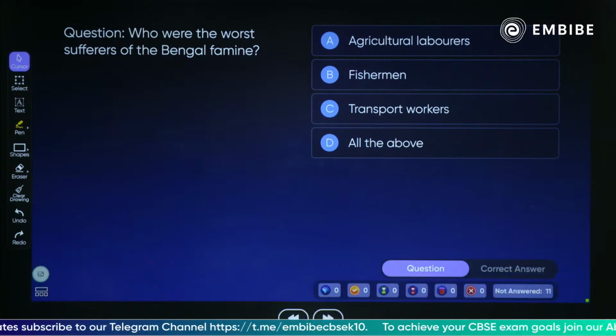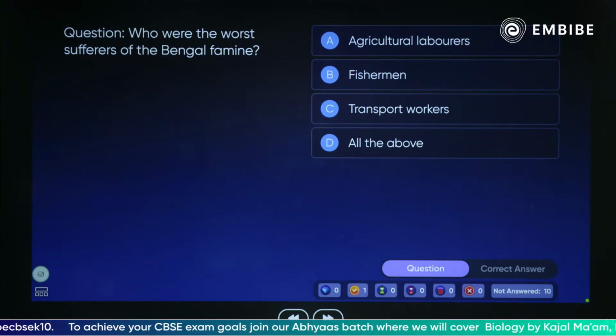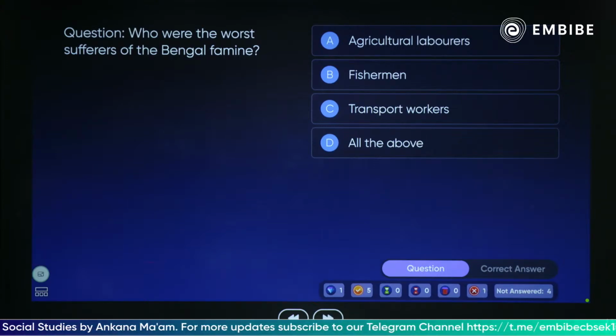इस आखिरी question के साथ हम session wind up करेंगे. Who were the people who were the worst hit sufferers of the Bengal famine? इस famine की वजह से किन लोगों को सबसे ज़्यादा problem हुई थी? Agricultural laborers, fishermen, transport workers or all of the above? Who were the people who were the worst sufferers of the Bengal famine? The agricultural laborers, the fishermen, or the transport workers, or all of the above?